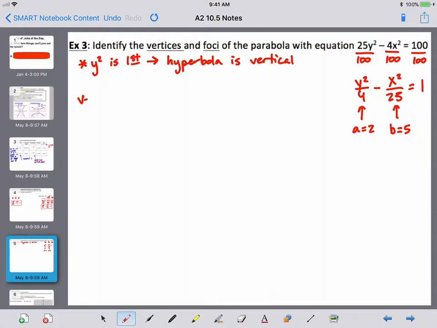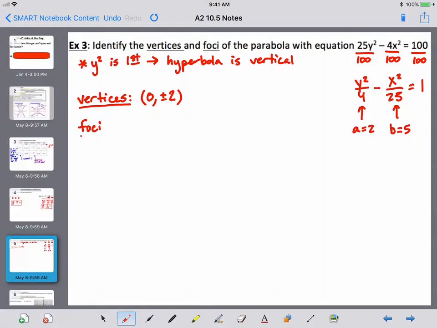So all you really need to do is, now that you know your a and your b, well, the vertices are always at a. And since this is vertical, your vertices are going to be at 0, positive or negative 2. So you just use that a value. All right, so there's one part.